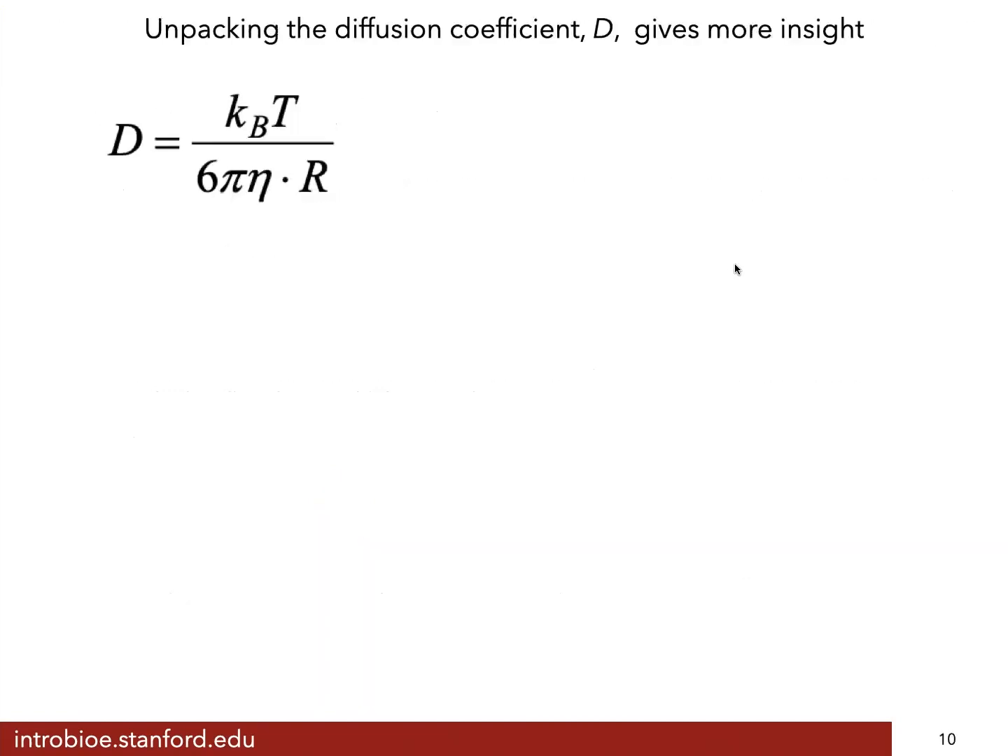Let's unpack the diffusion coefficient. And once we get through this, we're going to pause, catch our breath. But I want to unpack the diffusion coefficient just to give you deeper intuition for what factors are going to influence how molecules are moving around. At first blush, you might have never seen this before. It might be intimidating, but it's not too complicated. So let's just play with this diffusion coefficient equation.